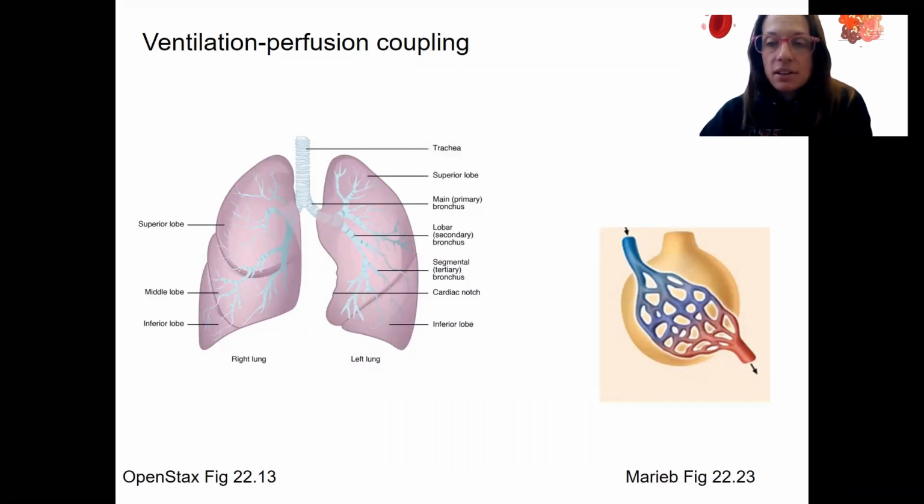Something we need to think about is coupling or matching the rate at which fresh air comes into our lungs with the blood flow through the lungs. So ventilation is that first one.